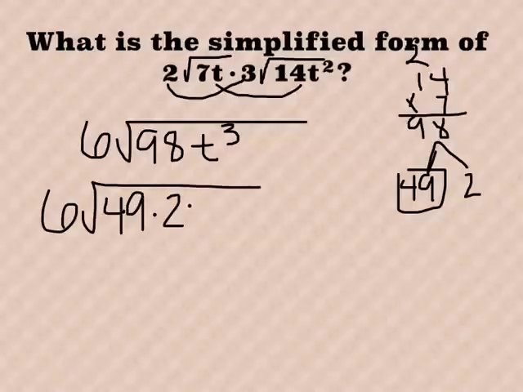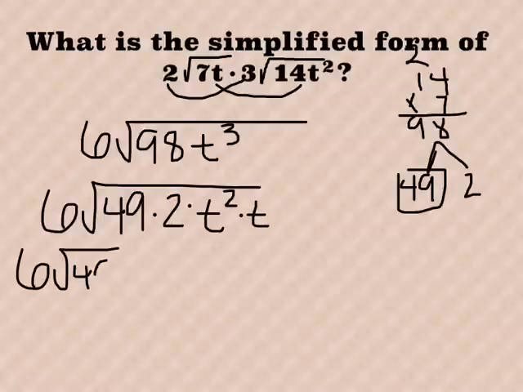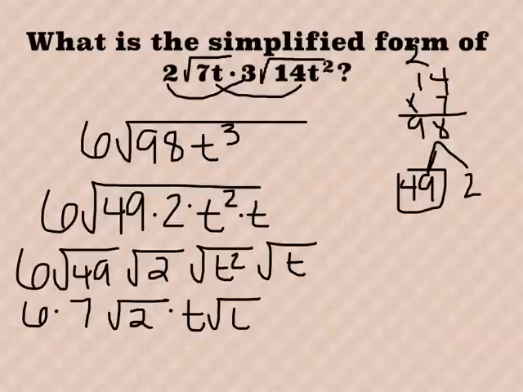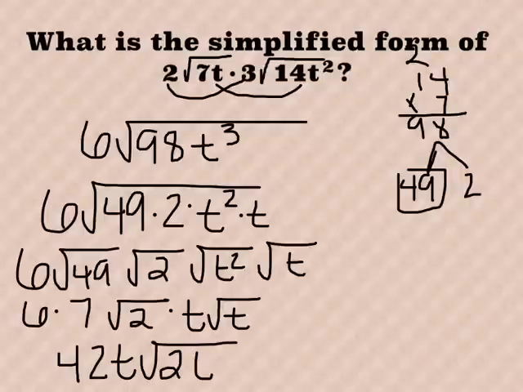We want to break our variable down into an even power, t squared times t. So that's 6 times the square root of 49 times the square root of 2 times the square root of t squared times the square root of t, which is 6 times 7 times the square root of 2 times t times the square root of t, which we can simplify down into 6 times 7 is 42t square root of 2t.